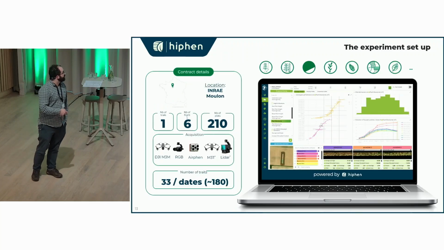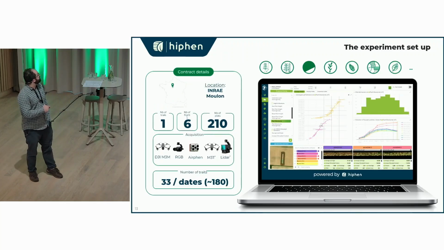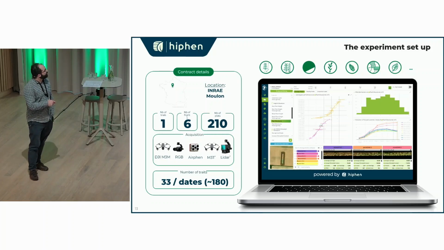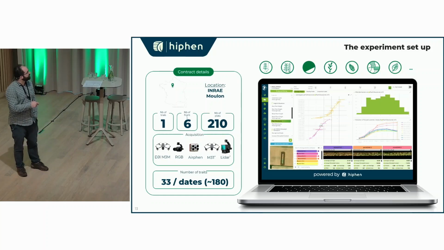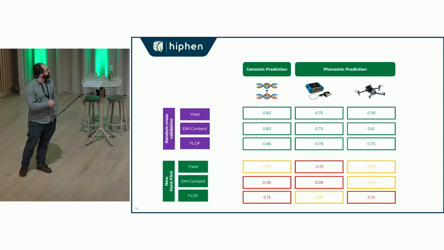And basically, we did 6 flights on a trial near Paris, in Le Moulin, where we were able to extract each single microplot, and we're starting to extract each single plant out of those drone data. And we have more or less 30 traits per date and an image of each plant.